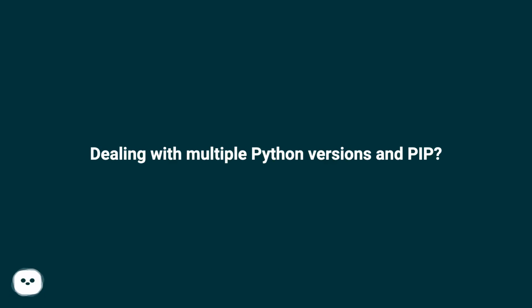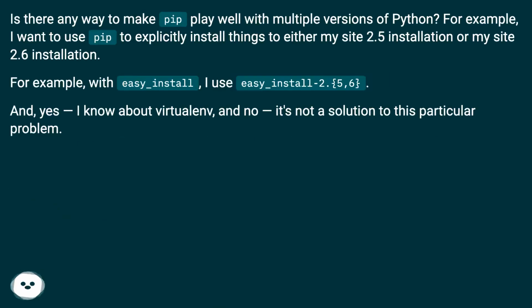Dealing with multiple Python versions and pip. Is there any way to make pip play well with multiple versions of Python? For example, I want to use pip to explicitly install things to either my site 2.5 installation or my site 2.6 installation. For example, with easy_install, I use easy_install-2.6. And, yes, I know about virtualenv, and no, it's not a solution to this particular problem.